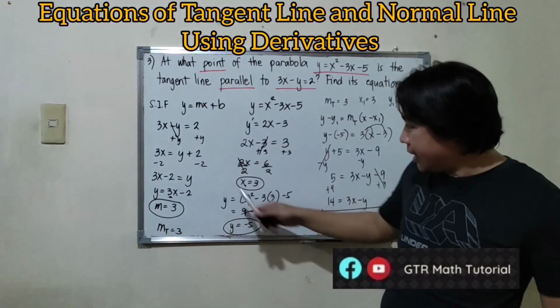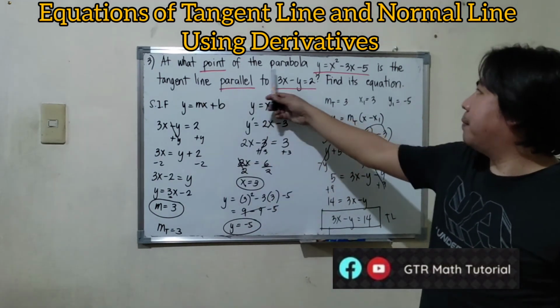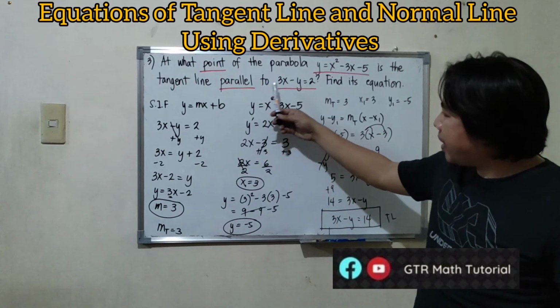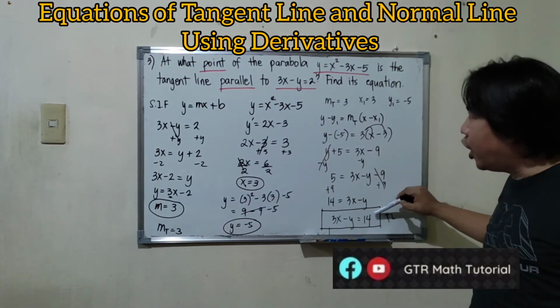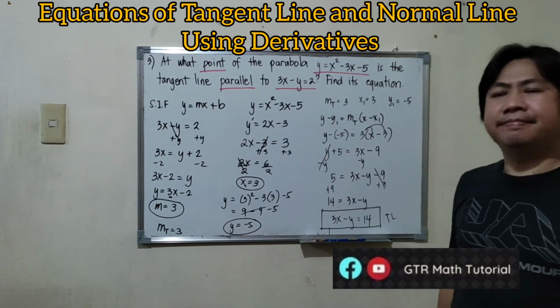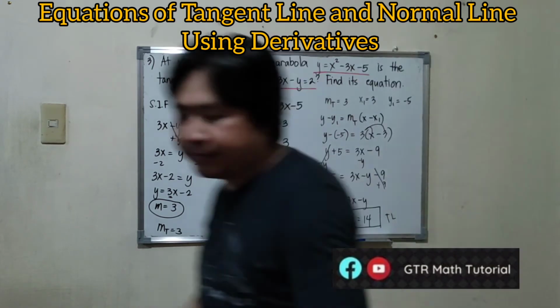Okay, so the point is (3, -5). So the tangent line to the parabola is parallel to 3x minus y equals 2. So this is the equation of the tangent line. Okay, next example.